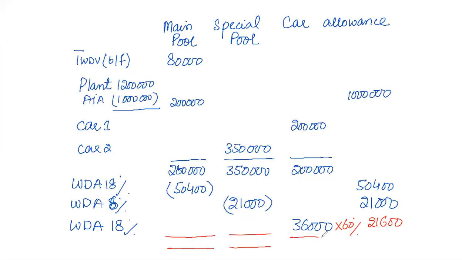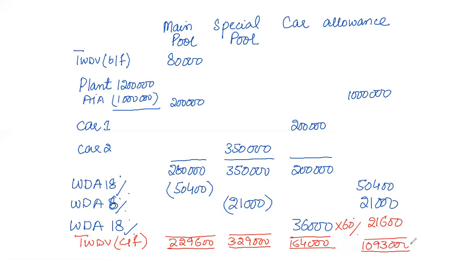And now we have the balance, that is TWDV closing balance. So that is 280,000 minus 50,400, that is 229,600. 350,000 minus 21,000 is 329,000, and 200,000 minus 36,000 is 164,000. And the total of the allowances is 1,000,000 plus the others, 1,093,000.